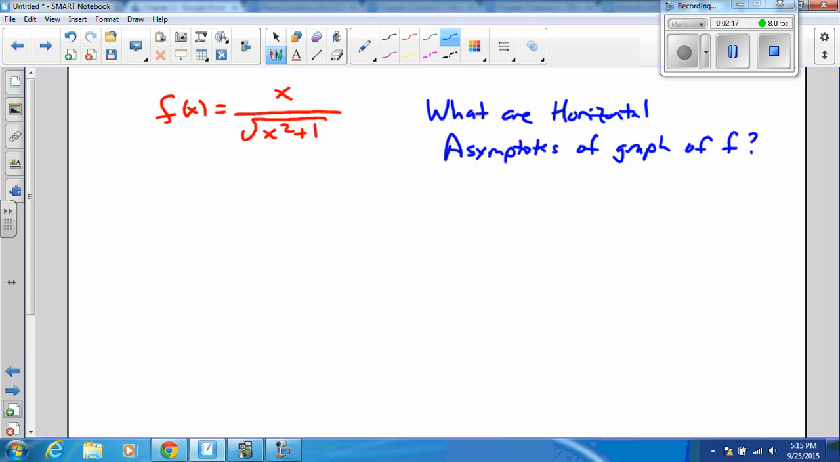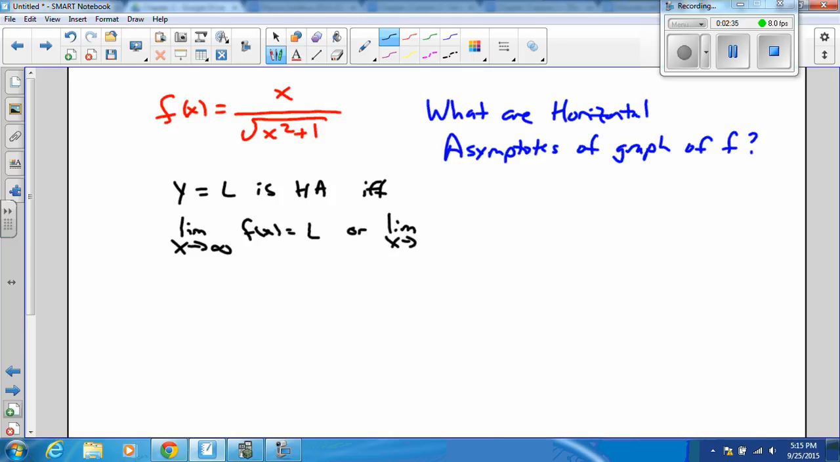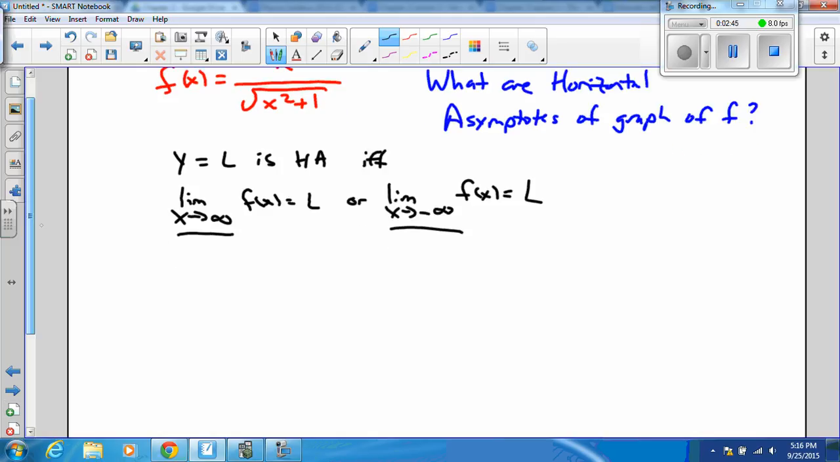of f? And we remember from our class that y equals L is a horizontal asymptote of the graph if and only if either the limit as x goes to infinity of f of x is equal to L, or the limit as x goes to negative infinity of f of x is equal to L. And so the limits at infinity are going to be the tools for finding the horizontal asymptotes.